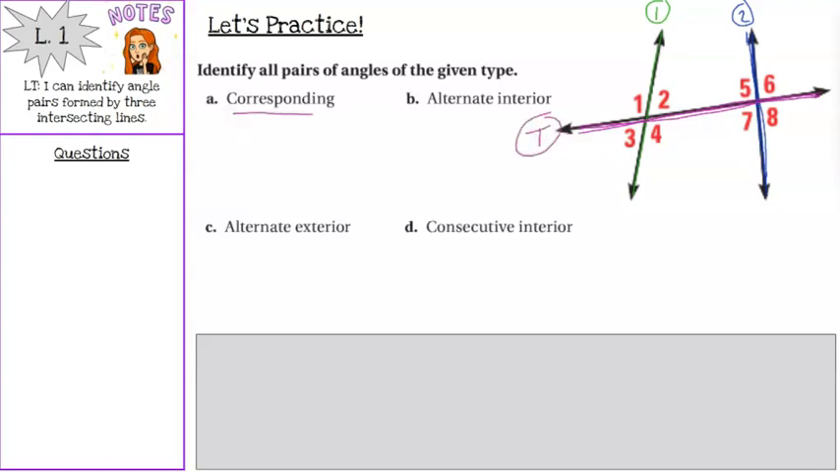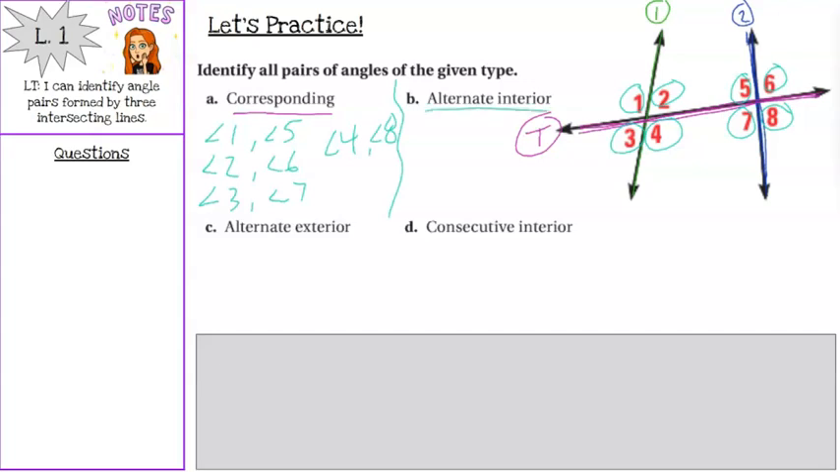So we have corresponding. Corresponding angles are in the same location. So angle 1 is in the top left, angle 5 is in the top left. So angle 1 and angle 5 would be corresponding. Angle 2 is top right, 6 is top right. So angle 2 and angle 6. 3 is bottom left, 7 is bottom left, angle 3 and angle 7. And then 4 is bottom right, 8 is bottom right. So angle 4 and angle 8. Those would be our corresponding pairs.